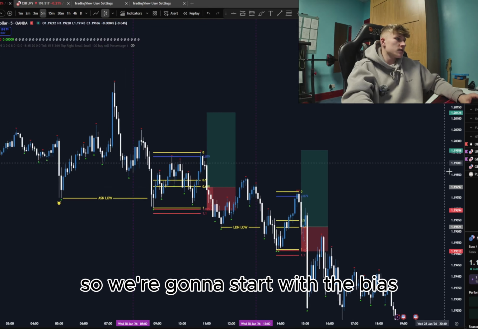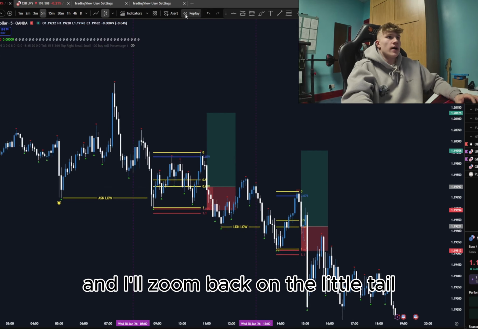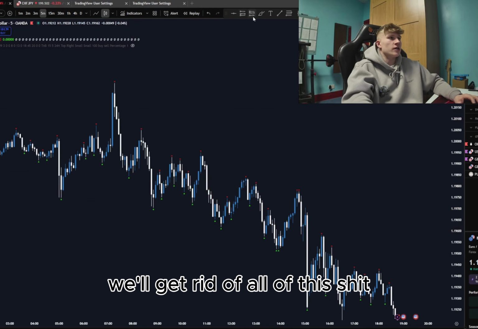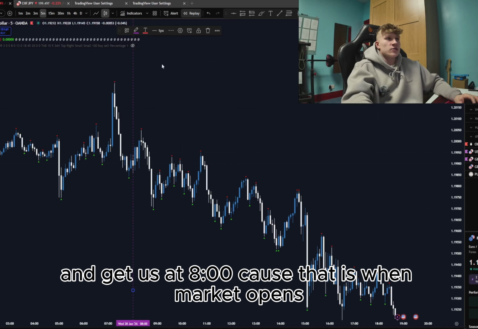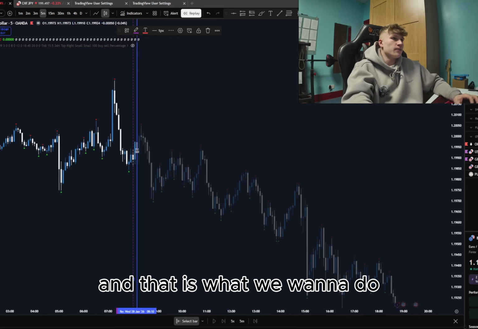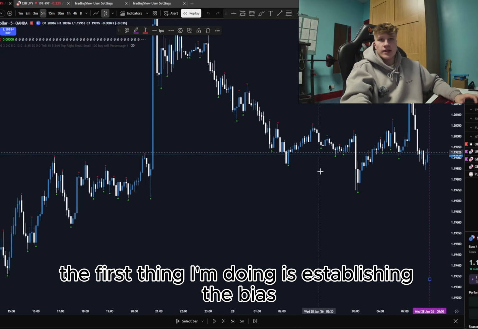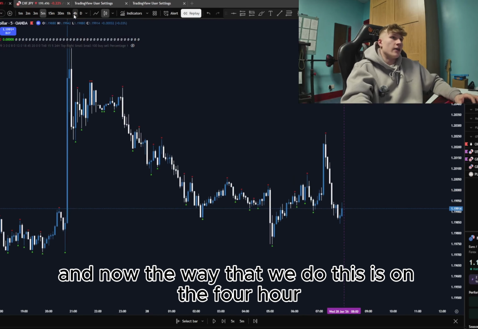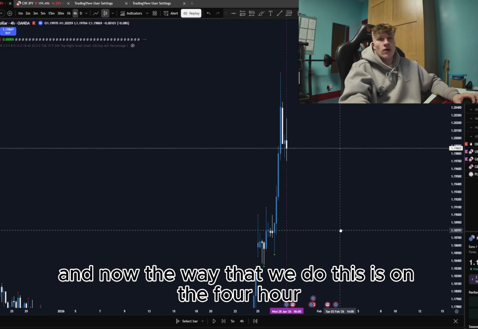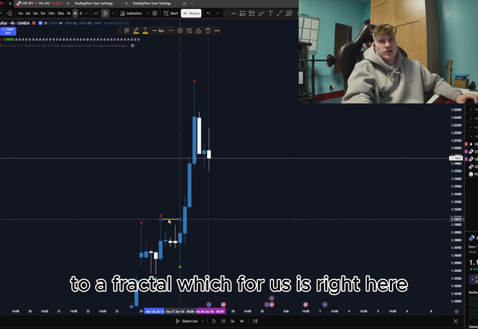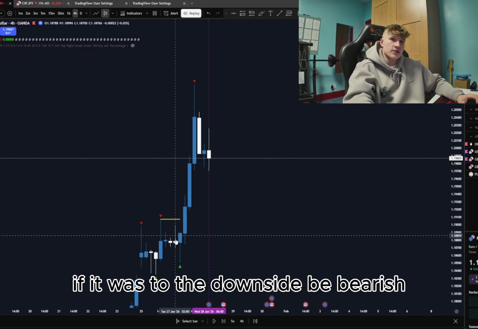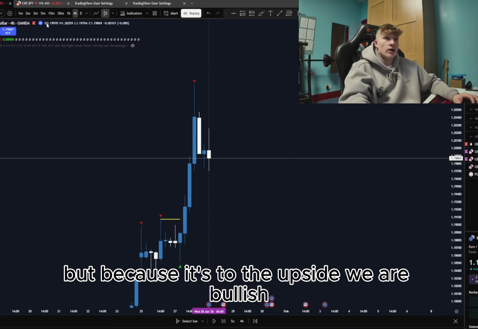So we're going to start with the bias and I'll zoom back on the little replay tool and get us at 8 o'clock because that is when market opens and that is what we want to do. So right here, the first thing I'm doing is establishing the bias. The way that we do this is on the 4 hour for the Mech variation, looking for the most recent break of structure to a fractal, which for us is right here. If it was to the downside, we'd be bearish, but because it's to the upside, we are bullish.